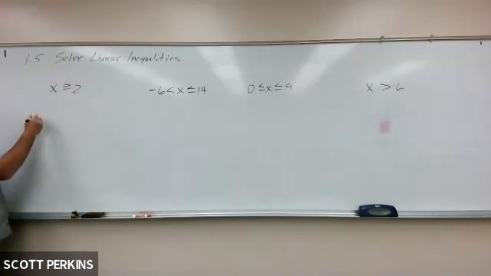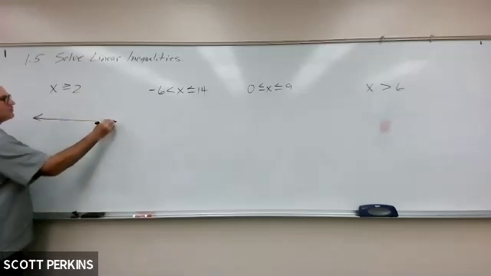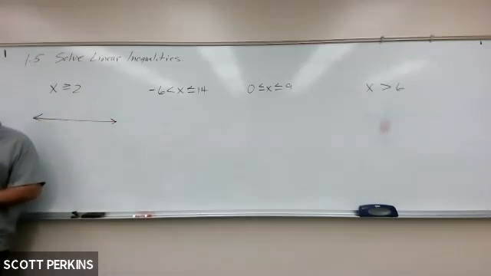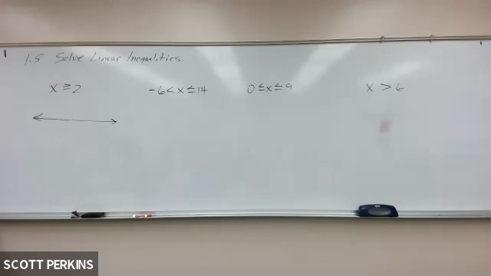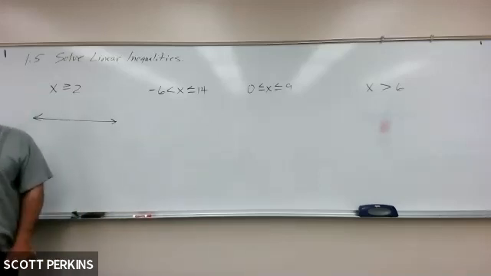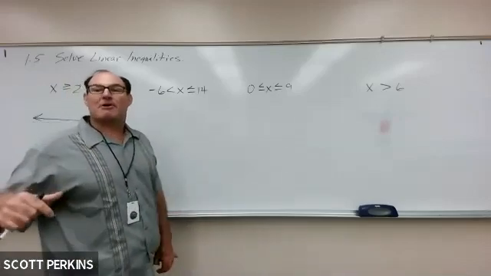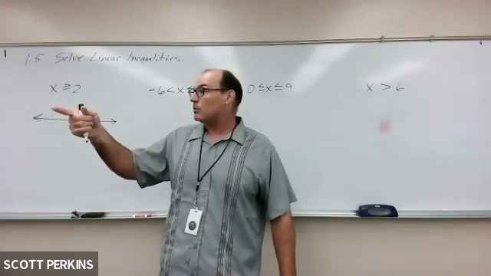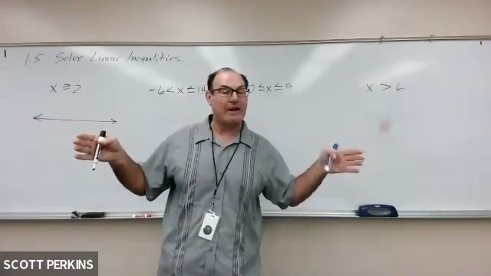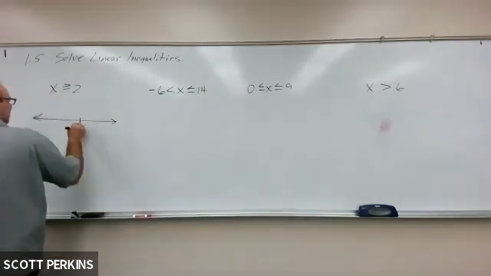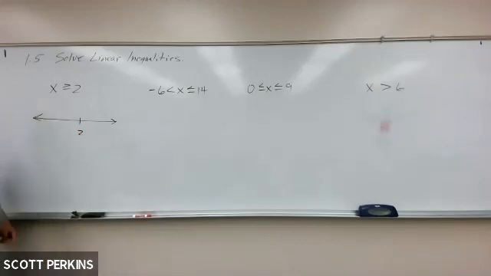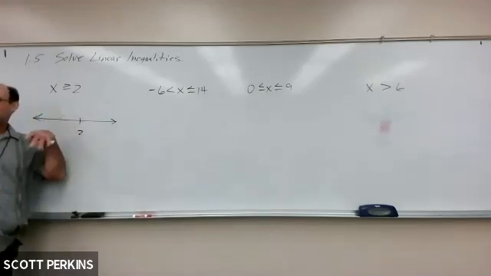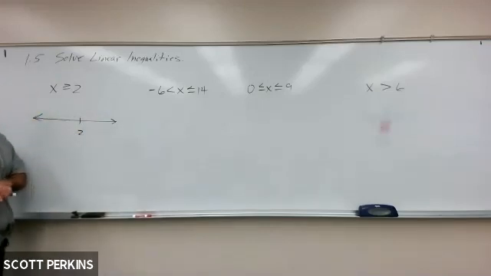So when I go to graph x is greater than or equal to 2, here's my number line. On my graph, what's the number that matters? 2. Okay, 2, that's the reference point. So I'm just going to put a little mark here, and I'm going to label it 2. If you want to put other marks, that's fine, but I'm a minimalist, so we're just going to have that.